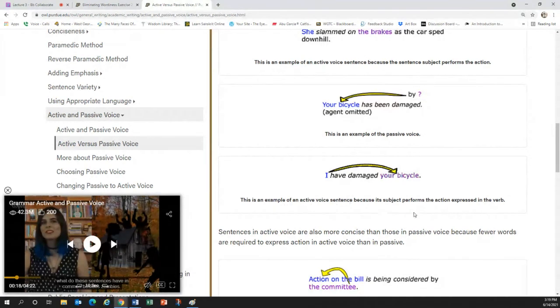But I have damaged your bicycle. Okay, so it's an example of an active voice sentence because the subject performs the action expressed by the verb, by the bird. Tweet, tweet.